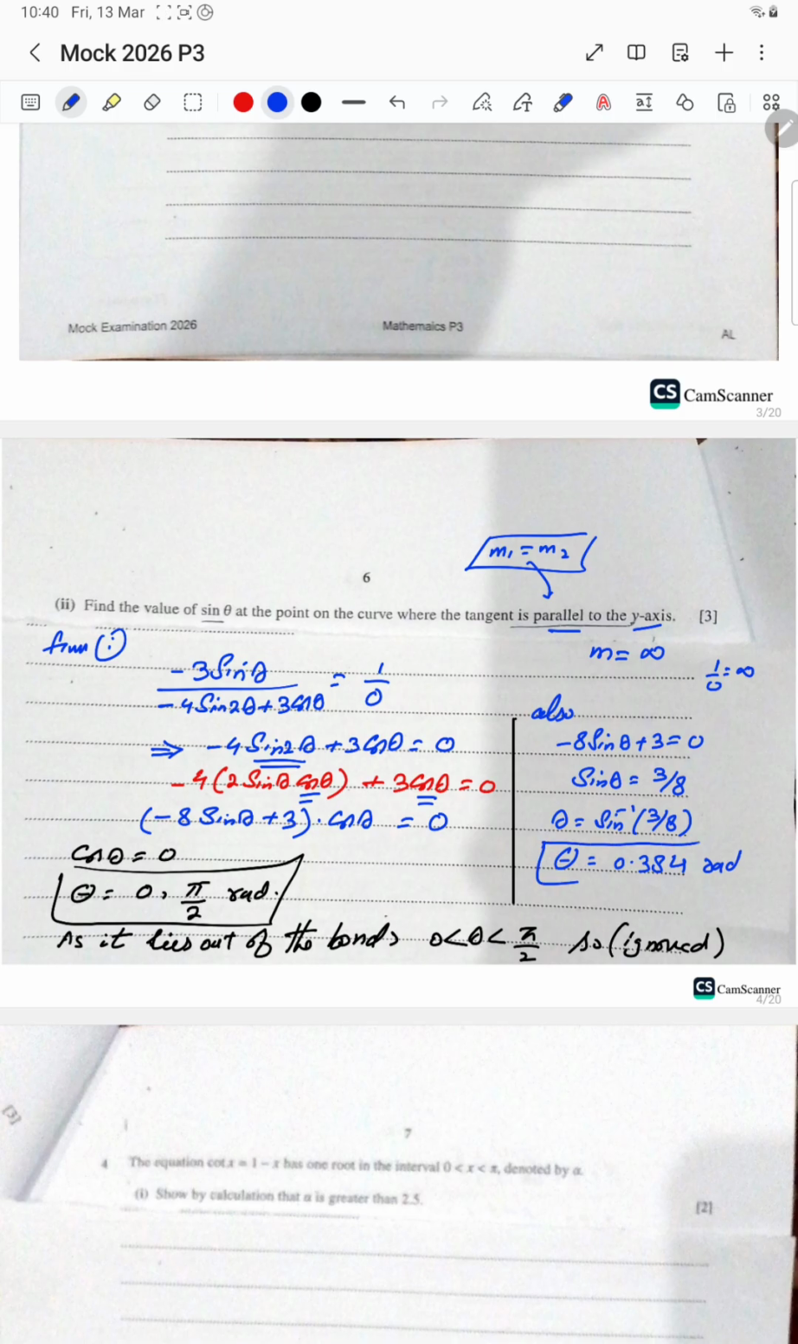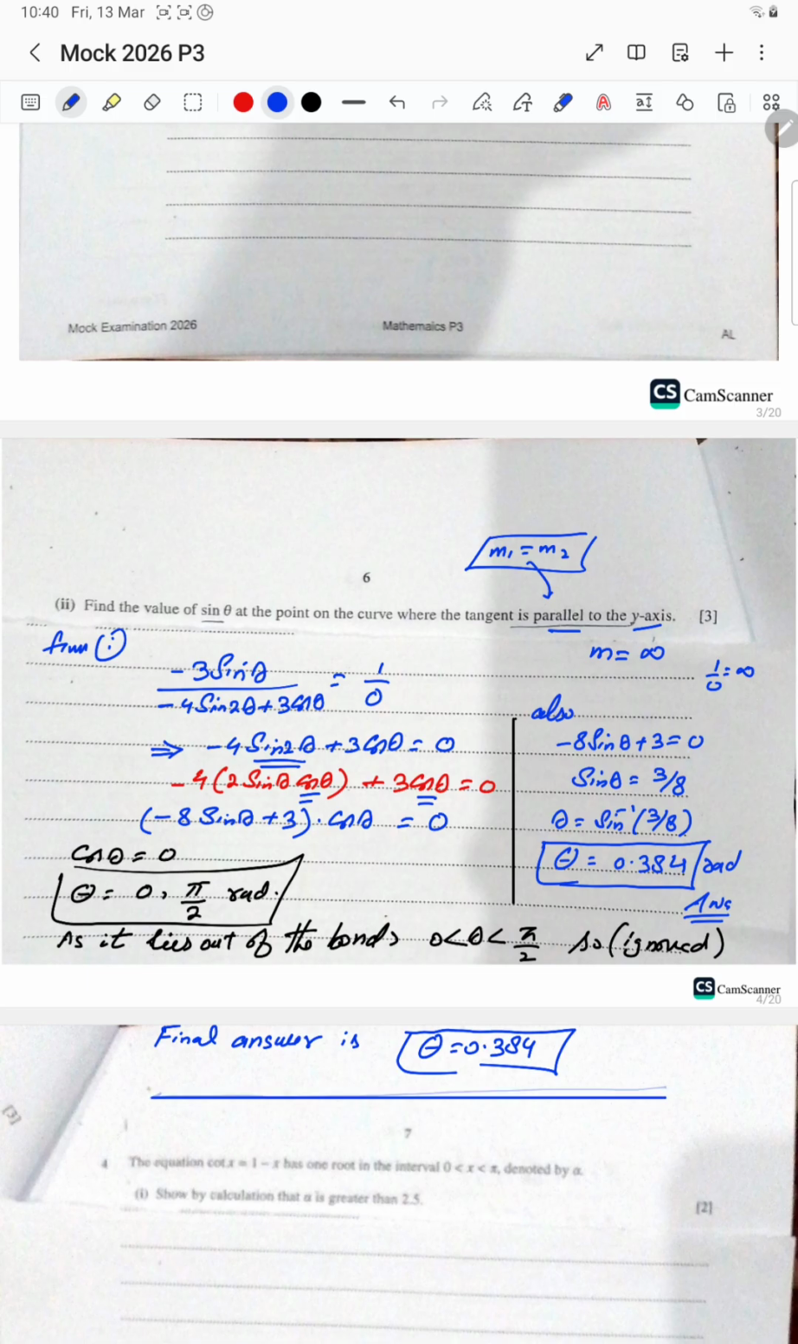So my answer is here. Final answer is theta is 0.384, and you have to ignore the other. I told the reason why I need to ignore it. I hope it is clear.